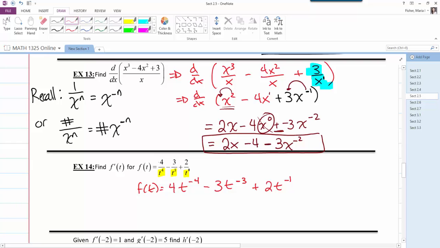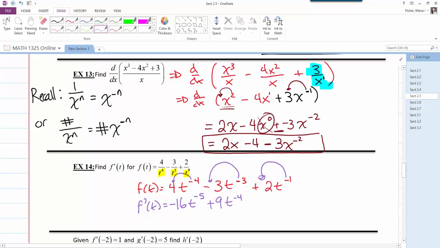Again, in order to get these out of the denominator so that I can take the derivative, I write them with negative exponents. Now it's time to take the derivative, so I know that I need to use my power rule. So negative 4 times 4, negative 16, t, raise it to 1 less. Negative 4 minus 1 is negative 5. Negative 3 times a negative 3 is a positive 9. t, raise it to 1 less. Negative 3 minus 1 is a negative 4.